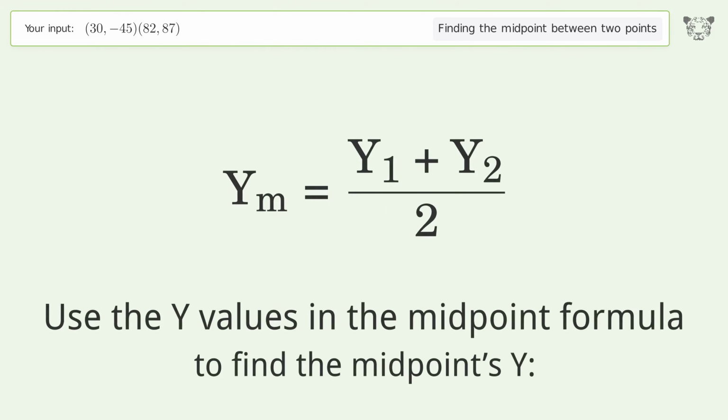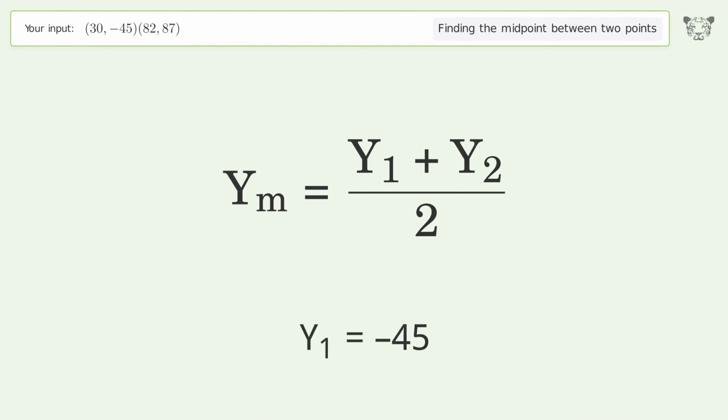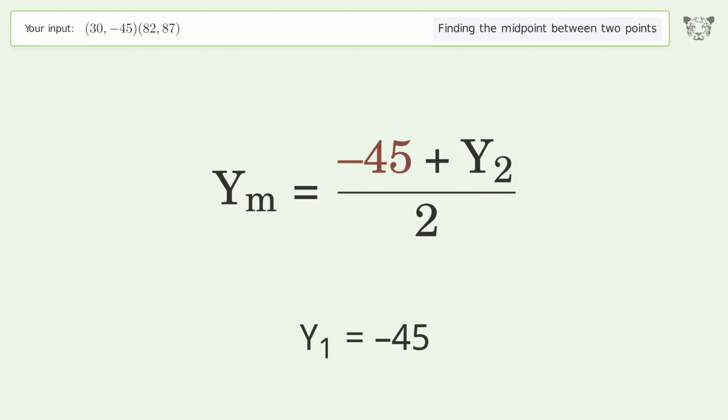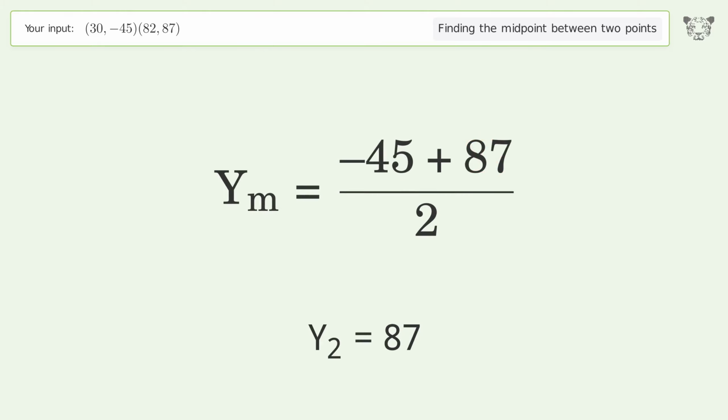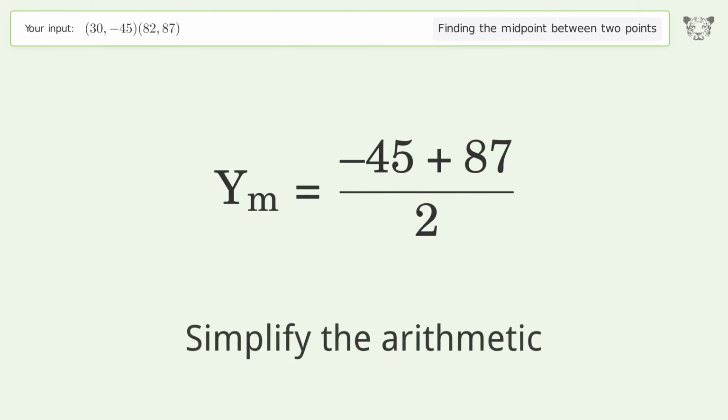Use the y values in the midpoint formula to find the midpoint's y. y1 equals negative 45. y2 equals 87. Simplify the arithmetic.